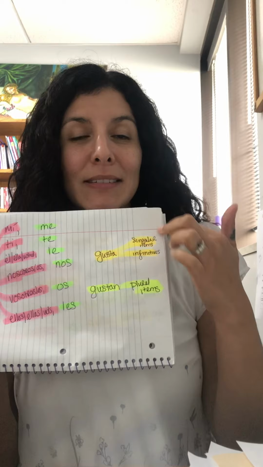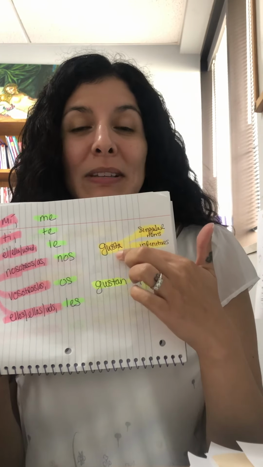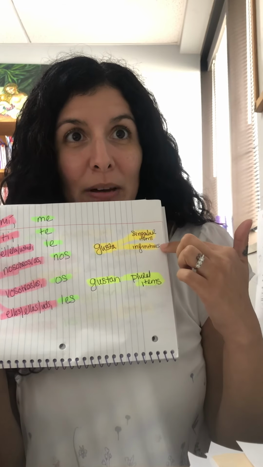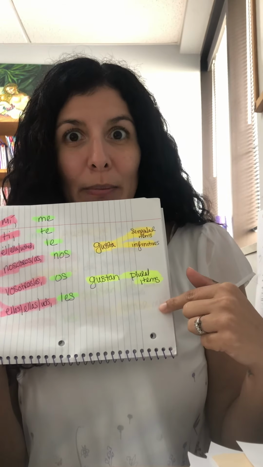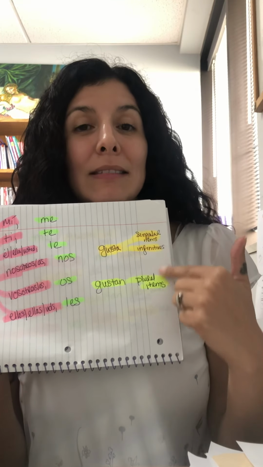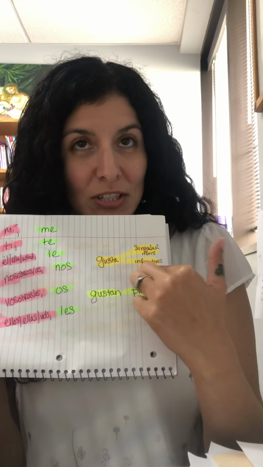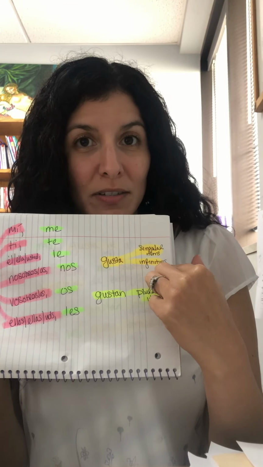Now you notice on this side, I've determined what form of gustar I will use, whether it will be singular or plural, based on whether the items I'm talking about are singular or plural. But also there's another category, which is infinitives, right? You'll notice that I'm just going to use gusta, which is the singular form, whenever I'm using infinitives.